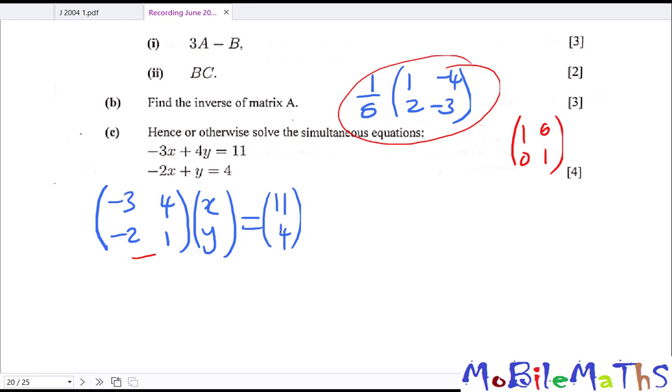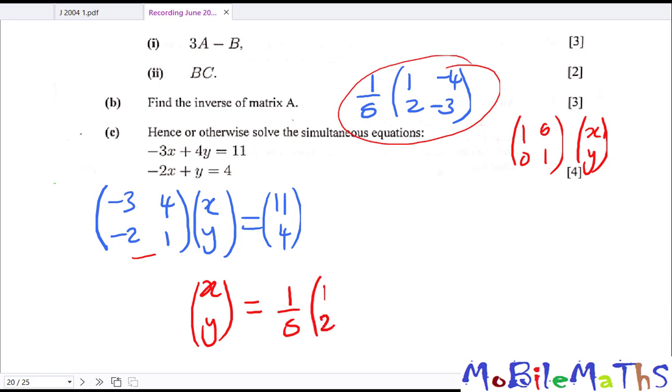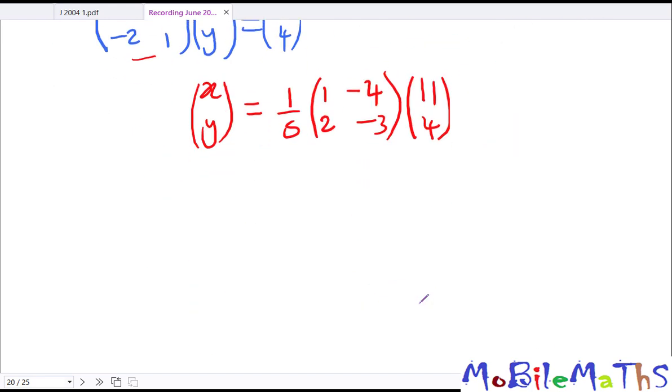Then on this other side, I'll get a different answer. So if you multiply 1001 by xy, you will get xy. So here we can simply come and say xy. That's the reason. Then this is going to be equal to, now we take our inverse and multiply with this 11, 4 matrix. So I'll have 1 over 5 and 1, 2 minus 4 minus 3 multiplying with 11 and a 4. So let's multiply.